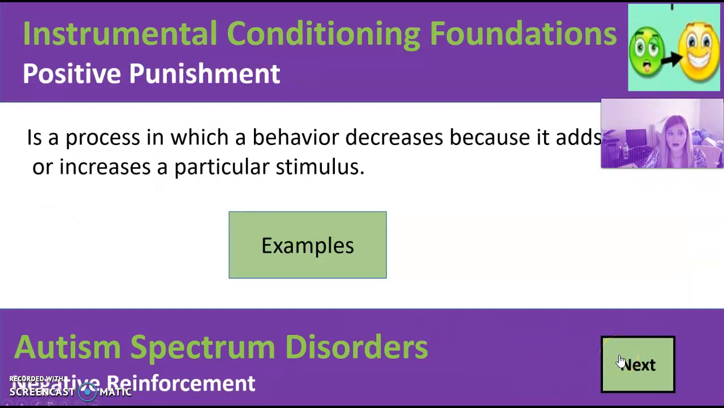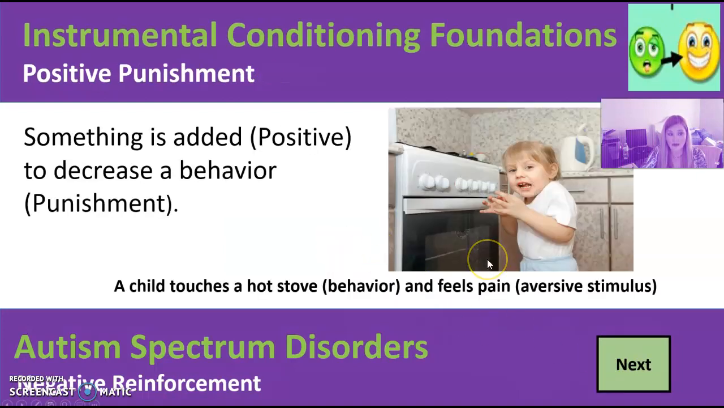The second one is positive punishment. It is a process in which a behavior decreases because it adds or increases a particular stimulus. An example of this would be a child touches a hot stove, which is the behavior, and feels the pain, which is the aversive stimulus, which means something is added, which is positive, to decrease the behavior for the punishment. It's called positive punishment. The child will know not to touch the stove the next time, which is the punishment, which is positive because it's not going to be burned.